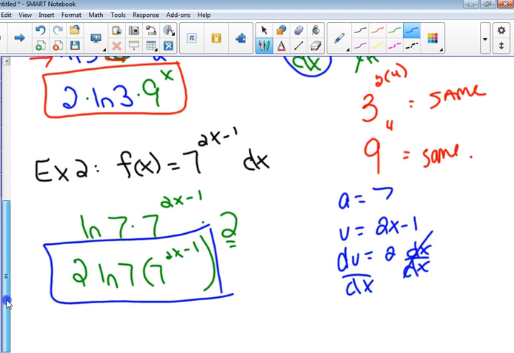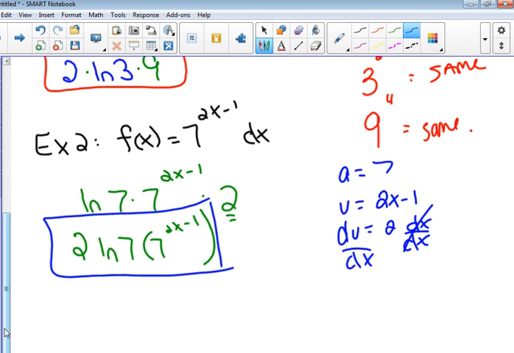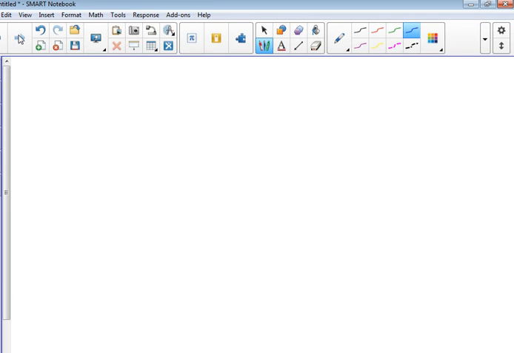How come you moved the 2 out but not the first 7? Well, I'm taking the 2 to the ln outside. This could be the same thing if you did ln 7, then 7 to the 2x minus 1. That'd be the same thing. Just like in your books, they usually put the constant out in front, just to make it easier. This looks visually a little bit nicer. So they're all the same if you did it with multiplication. A lot of this is just subbing things in more than anything.